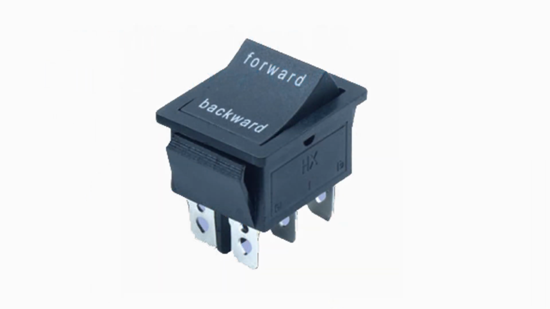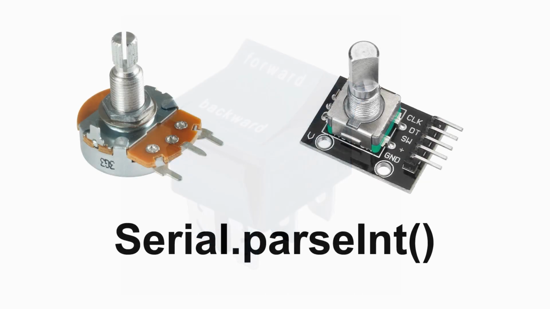For the direction change, we're going to use a simple toggle switch, which is connected to an Arduino input pin. And to change the speed, we can use a couple of methods, like an analog potentiometer or a digital rotary encoder, or we can type in a value which we can read with a serial parse int command. We have been working with all three of these methods in previous videos, so it doesn't really matter which one we choose. Let's go for an analog potentiometer and see how we can change the speed of our motor.